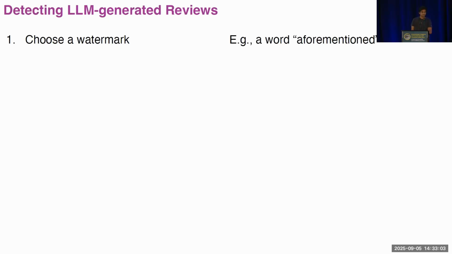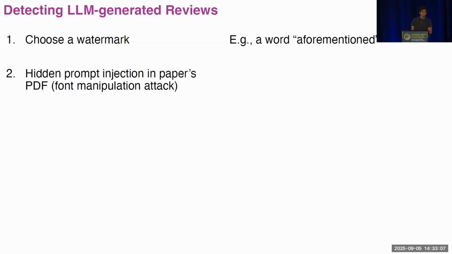Right, so let me walk you through a simple method to detect LLM generated reviews that has been tried anecdotally. So, as an editor or an organizer of a conference, first you choose a watermark or a signal to appear in the review. You can choose a rare word such as the word aforementioned. And then you insert a hidden prompt into the PDF of the paper.